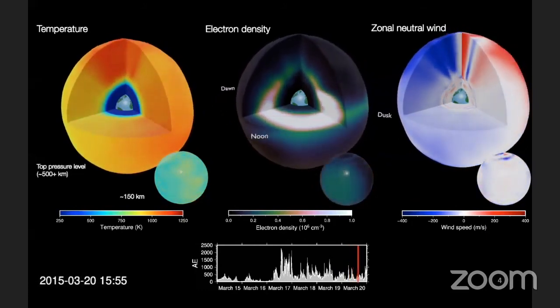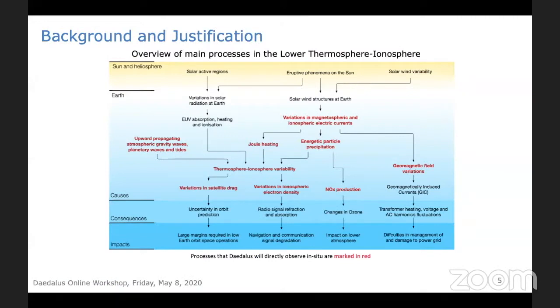So in the next slide, this flowchart summarizes the processes that are related to Daedalus science, and in particular, the processes that Daedalus will directly observe are marked in red. On the top, beyond solar radiation, the main energy sources into the thermosphere are Joule heating driven by currents, particle precipitation, and further to the left, together with the heating processes, variability in the thermosphere-ionosphere is caused by atmospheric waves, gravity waves, planetary waves that are poorly characterized. Thermosphere and ionospheric variability is caused either by these heating sources or by dynamics. They have significant effects and consequences down to Earth, as shown in the lower layers here.